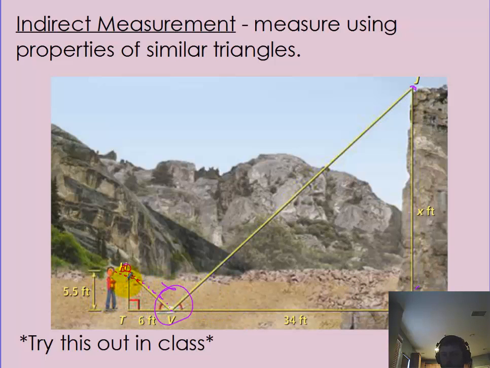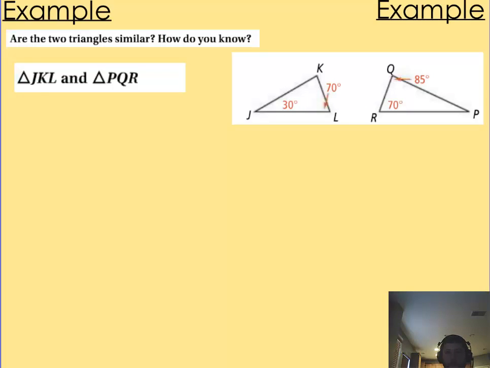Using those similarities, he knows the height of his eyes and the distance to the mirror and from the mirror to the mountain. You can actually figure out how tall a mountain is or how tall a building is. It's kind of cool. Let's try some examples. Pause the video.